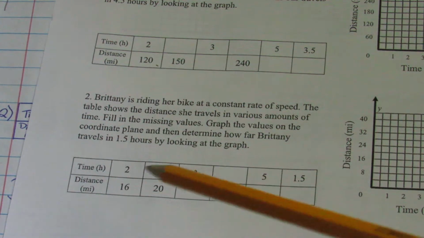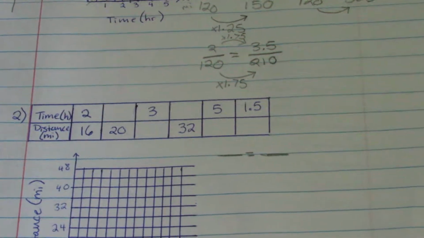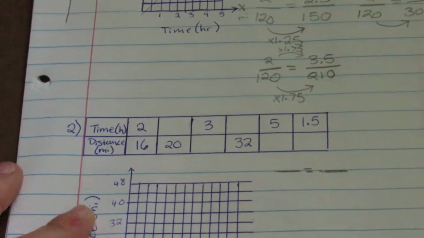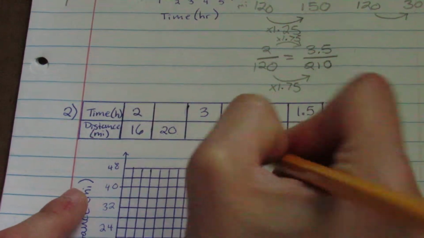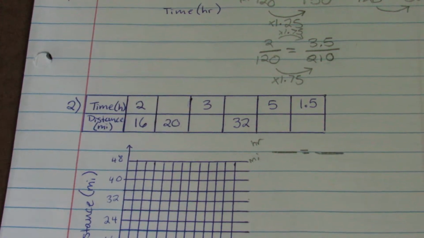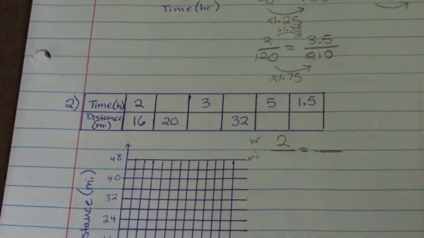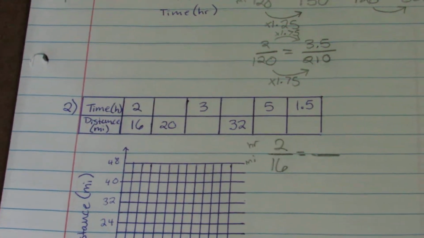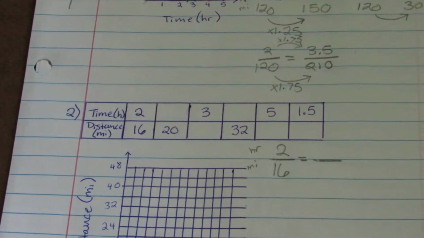First up, we need to fill in these values. So we're going to go ahead and do that. So again, my ratio that I'm given, I want to put that on the left side, and I'm going to say that hours and then miles. So hours will go as my numerator and miles will be my denominator. So I'm going to put 2 on the top because that's my numerator, and I'm going to put 16 as my denominator.